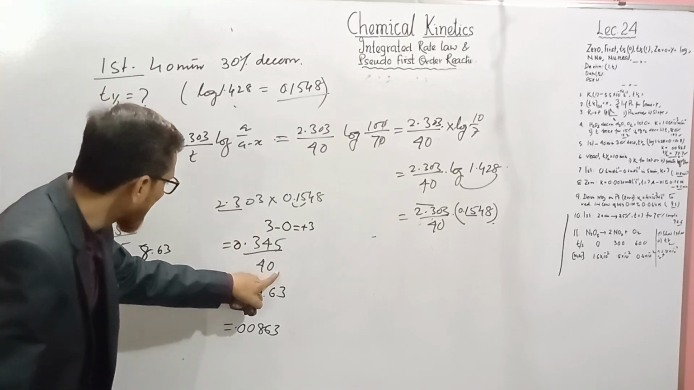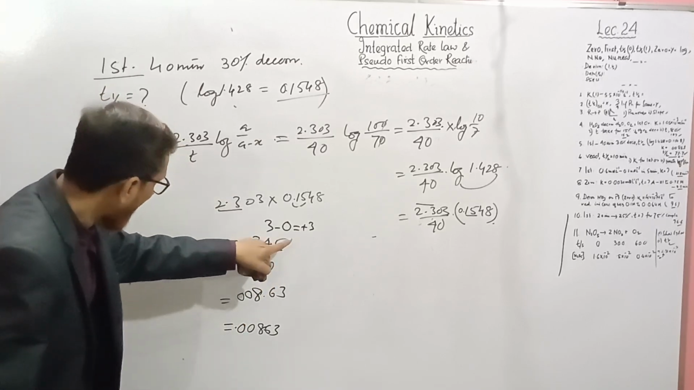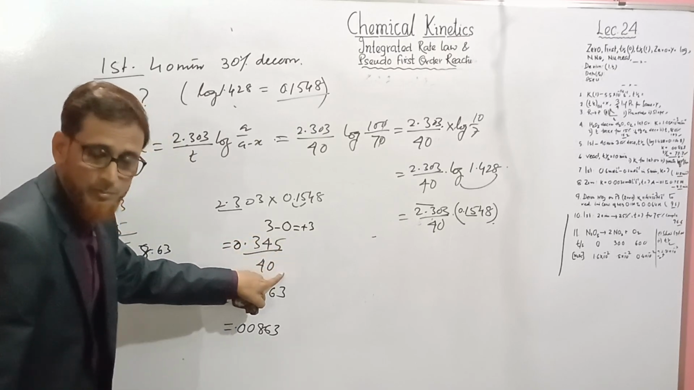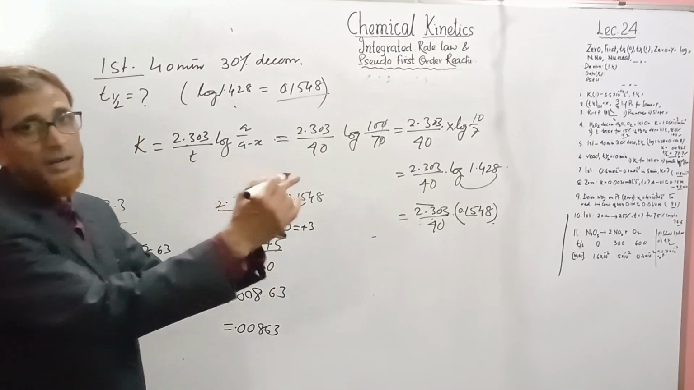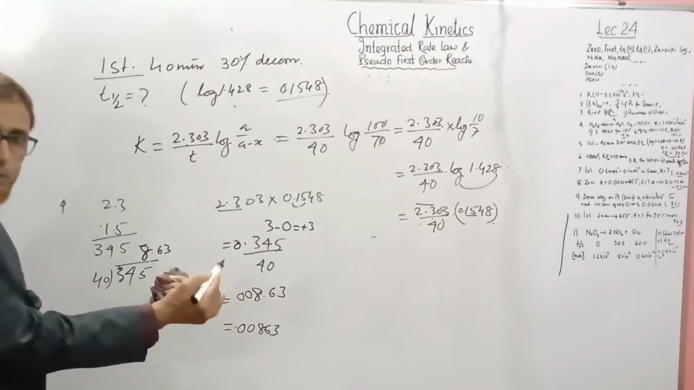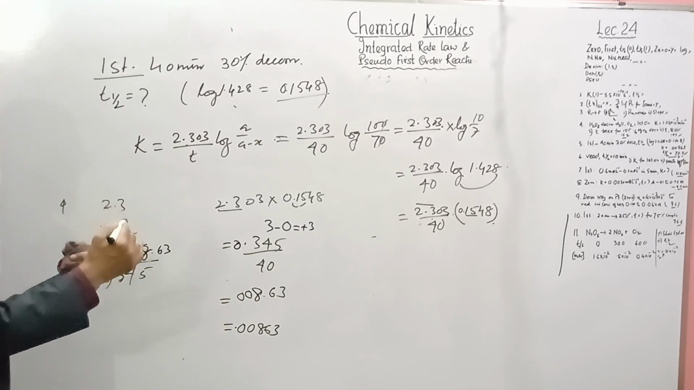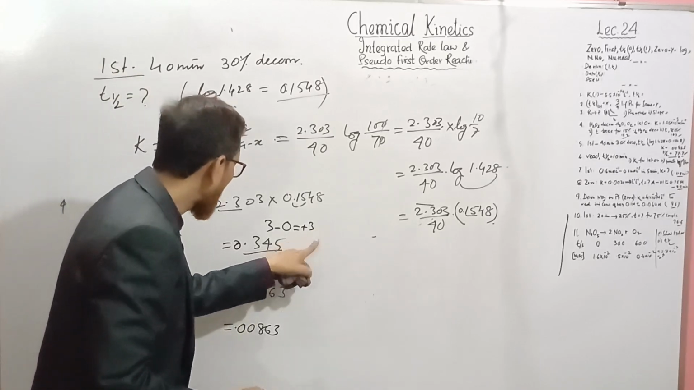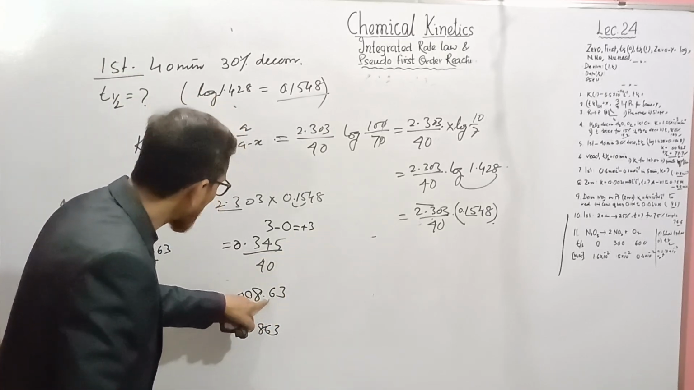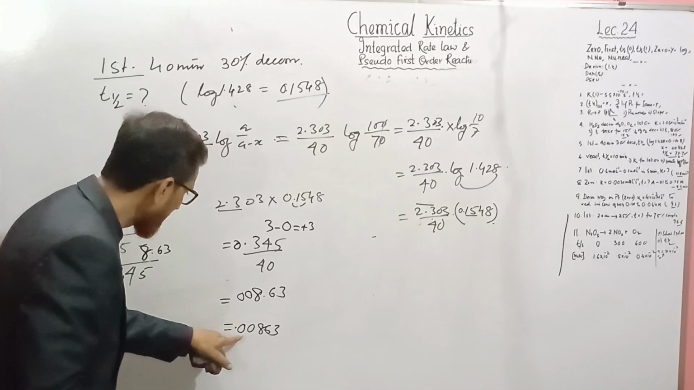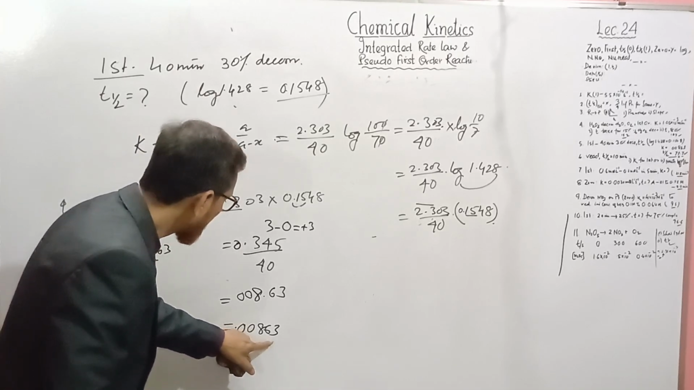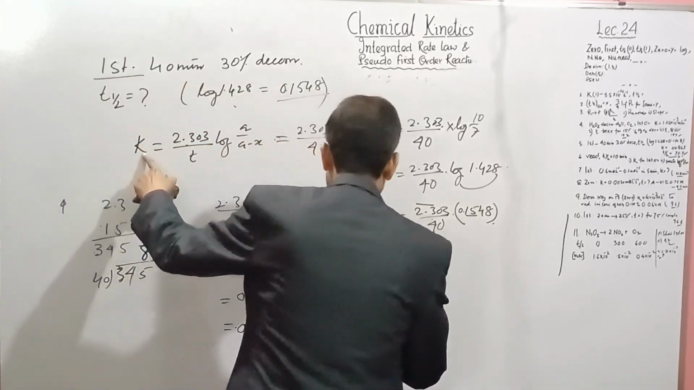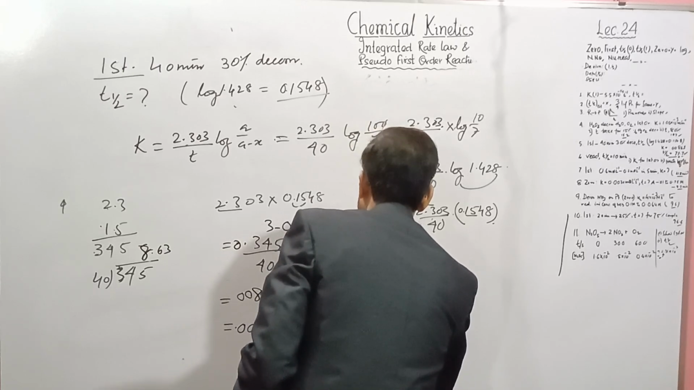If there is a decimal in the final result, take above decimal minus below decimal, and see what the result is. If it is plus, make the decimal move towards the left. If it is minus, move the decimal that amount towards the right. So if it is plus 3, move the decimal 3 units left. So you are getting 0.00863. Now you put the value. You are asked to find out t half.